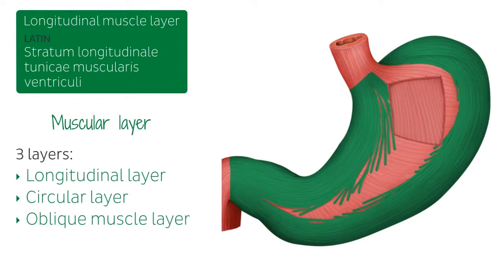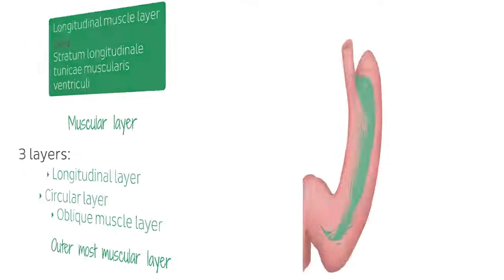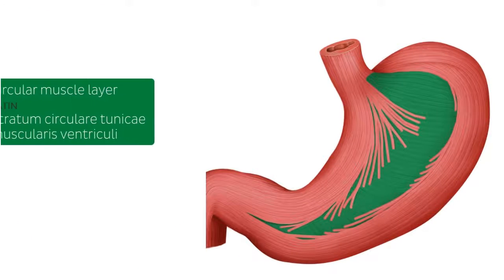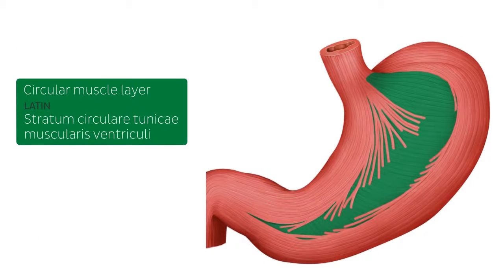The longitudinal layer of the muscular coat is the outermost muscular layer. We can see that these muscle fibres are situated on the greater and lesser curvatures of the stomach. Now we've looked at the longitudinal muscle layer, let's move on to the circular muscle layer. It is the middle muscular layer of the stomach and consists of circular muscle fibres.